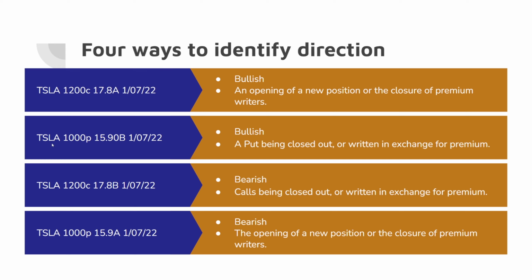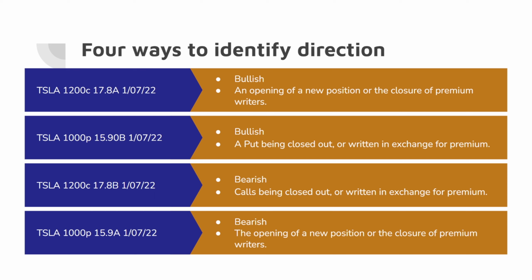Same thing with this. We have a Tesla 1000 put, 15.9 on the bid. So this could be a put being closed out or written in exchange for premium. They could sell to open this put. The Tesla 1200 call, 17.8 bid. That's bearish. Calls being closed out or written in exchange for premiums. Tesla 1000 put at the ask. That's also bearish. It's the opening of a new position or the closure of premium writers.